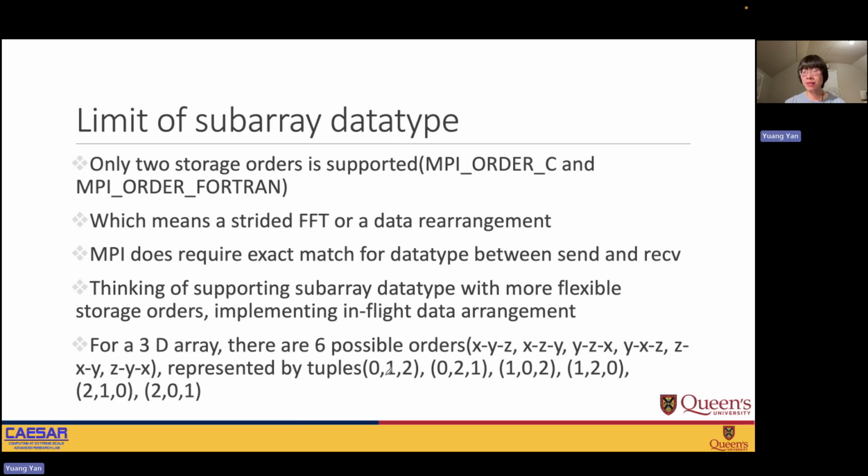For example, in a 3D situation, there could be 6 possible storage orders. For example, 0, 2, and 1. The elements of the x-axis have the highest priority, and they are stored close to each other. And then it's the z-axis, so the z-axis elements are aligned after the x-axis, and then the y order. So the elements in the y-axis have the largest stride.